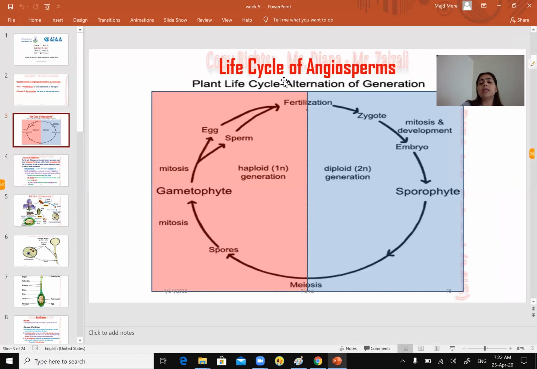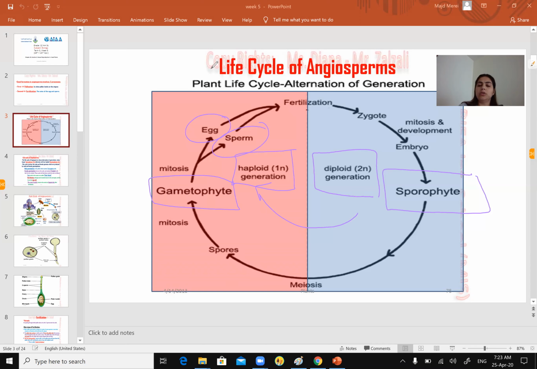Let's first go through the life cycle of angiosperms. You learned before that the life cycle of a plant, and angiosperms are one of these plants, is called alternation of generation. It is known as alternation of generation because we have two stages that alternate with each other. Sporophyte alternates with gametophyte. Sporophyte, in which plants have diploid cells, the 2N, alternates with the haploid cell of gametophyte. So the haploid cells are actually the egg and the sperm.